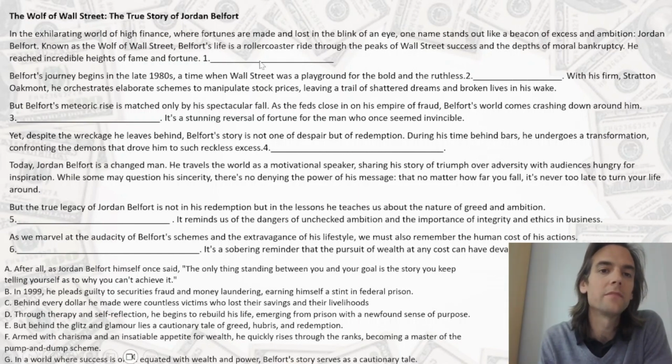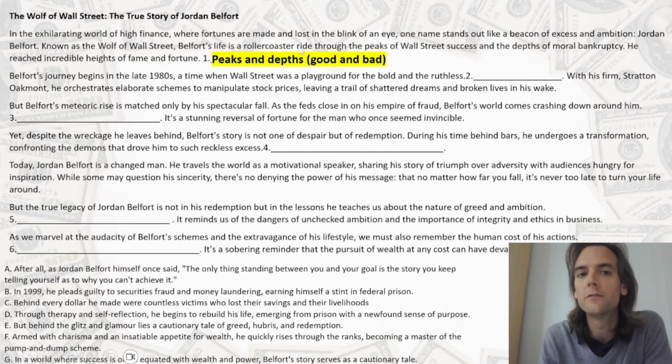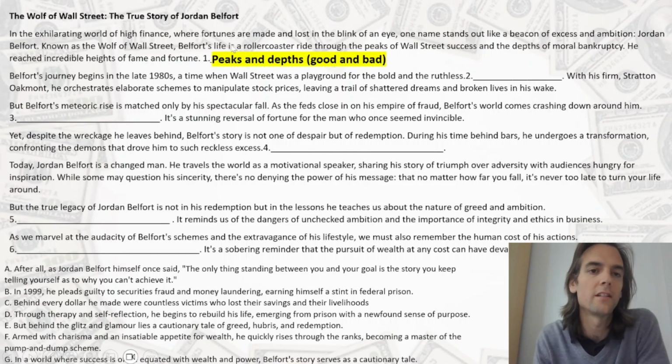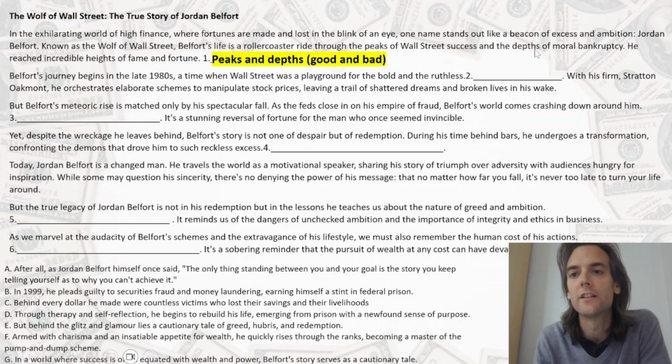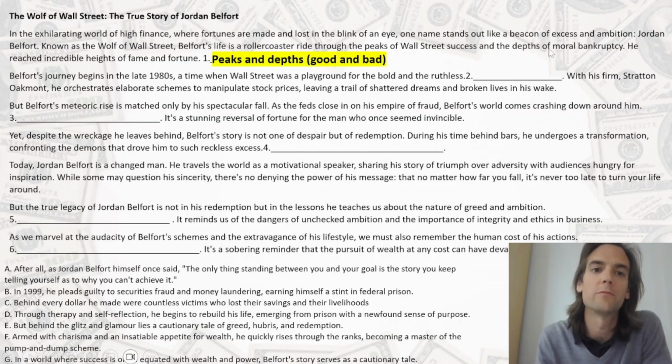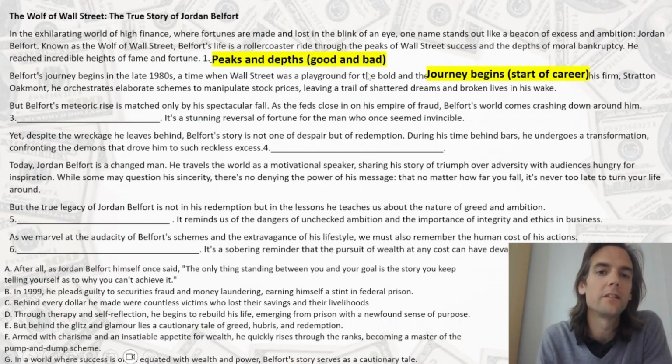Well, the first gap, the key idea here is that we've got peaks and depths. It's the good and bad things of Jordan Belfort's life. We're talking about the good things and the bad things, making a lot of money, then going to the depths of moral bankruptcy, having problems. So that's the key idea. For the second one, the key idea is his journey begins. It's the start of his career. Do we have something about starting his career? The journey begins when he was making money.